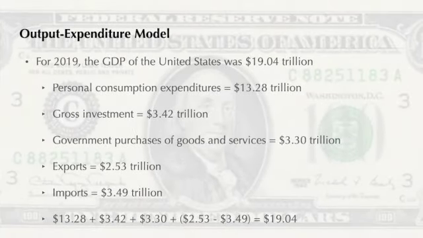In 2019, personal consumption expenditures equaled $13.28 trillion. Gross investment equaled $3.42 trillion. Government purchases of goods and services equaled $3.30 trillion. Exports equaled $2.53 trillion, and imports equaled $3.49 trillion. Placing these dollar amounts into the output expenditure model gives us a GDP of $19.04 trillion for 2019.